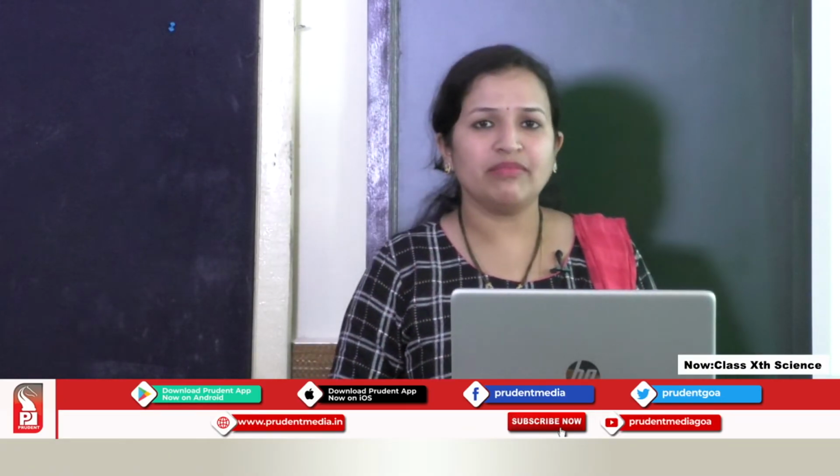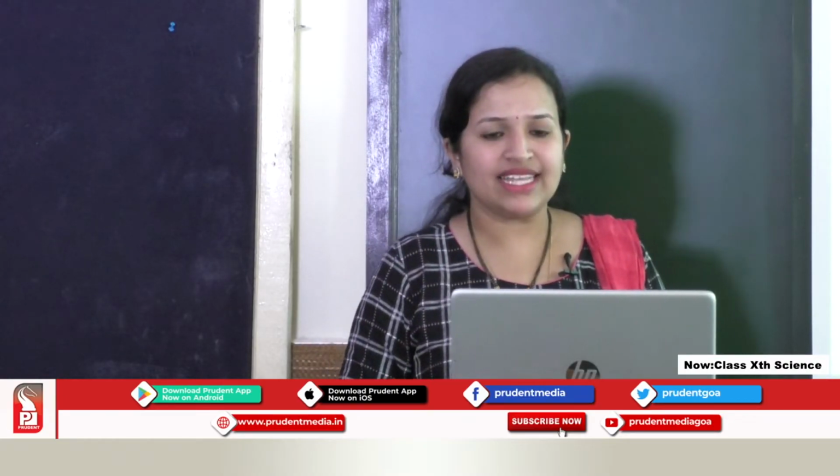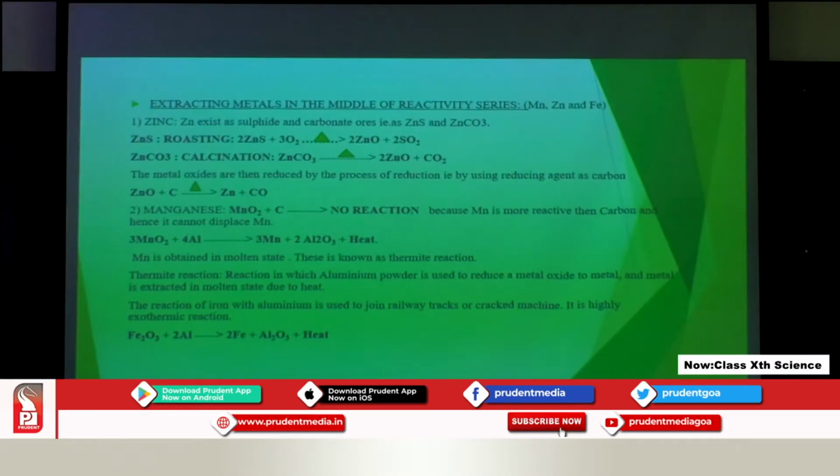Next is extracting the metals in the middle of the reactivity series. In the middle we have manganese, zinc, and iron. Let us deal with the first metal, that is zinc. Zinc is present in two forms; the ore is present as a sulfide ore and also as a carbonate ore.